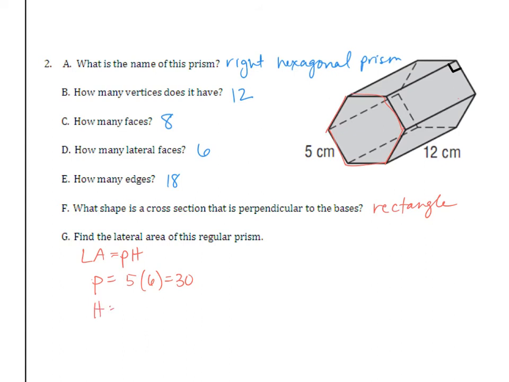The height of this object is the 12. 12 is the distance between the two bases. This is laying on its side, so its height is going sideways. So lateral area is going to be 30 times 12. 30 times 12 is 360 centimeters squared. That's the total lateral area, the area around the sides of the object.